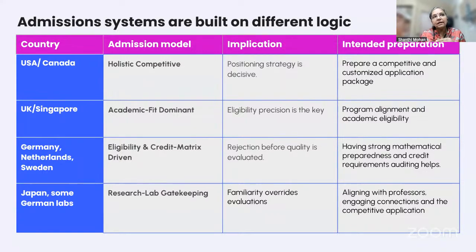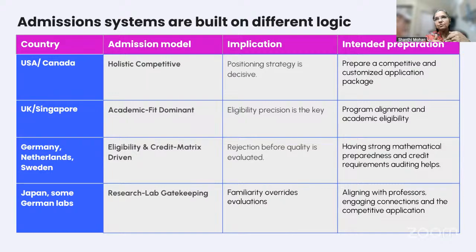Okay. So I mentioned earlier that the admission systems are absolutely built on different logic in each country. This is why the system exists, right? If you take, for example, countries like the North American countries, they very strongly believe in narratives, and they also want to see the holistic picture of a student, so that they don't miss out on the potential that the student is going to bring.